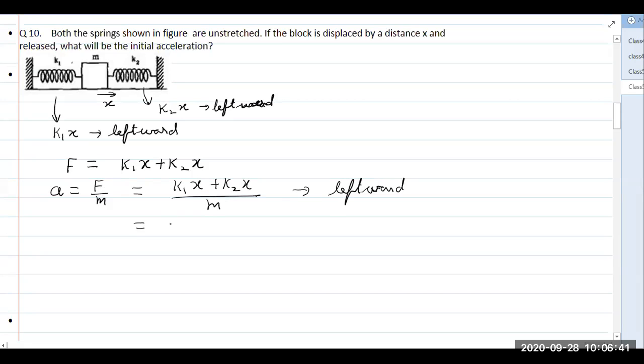So this will be the answer. Numerical values are not given, so we can directly write it like this: x (K1 plus K2) by m. So this will be the answer.